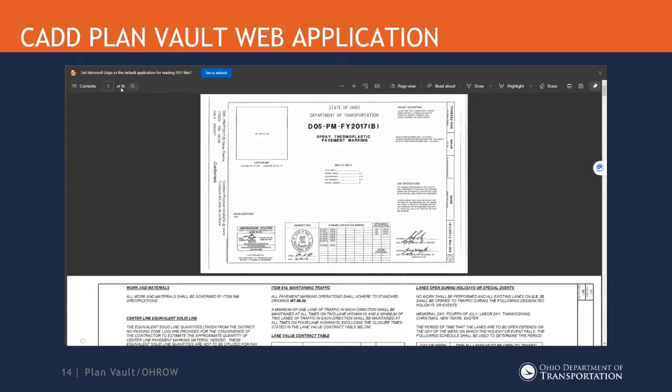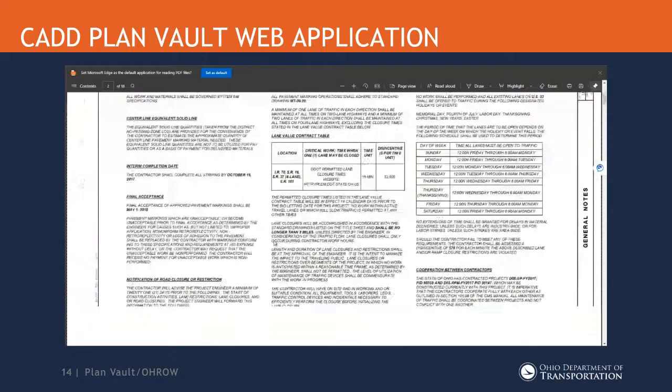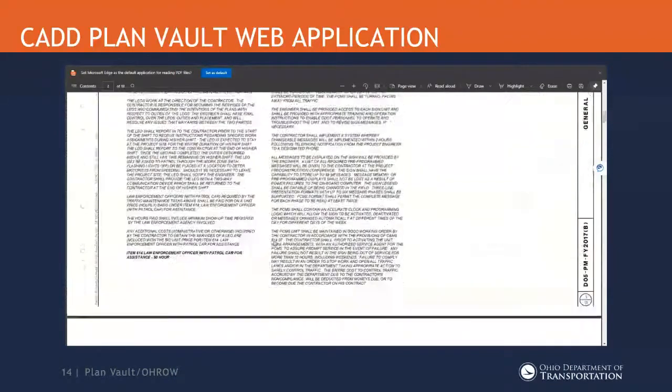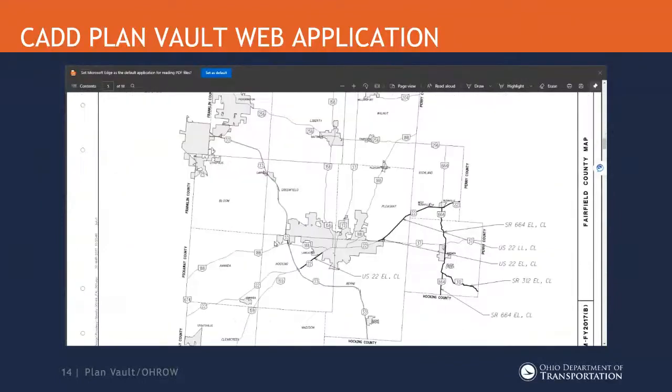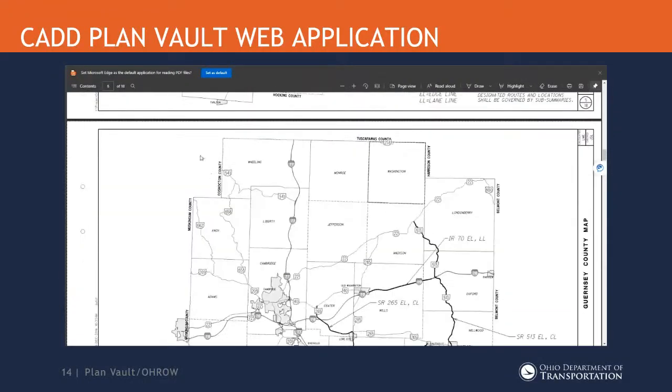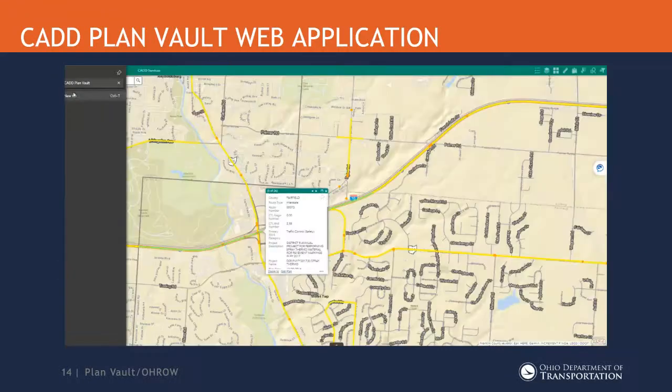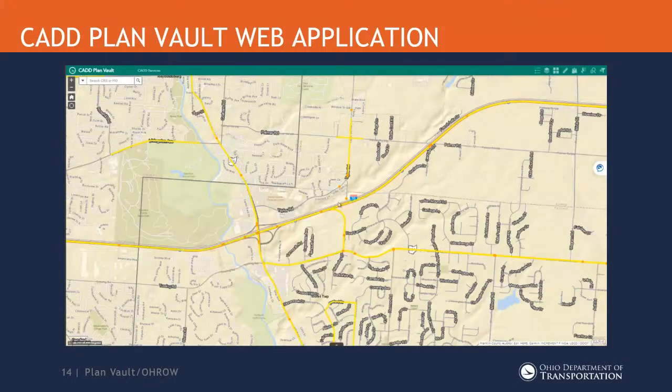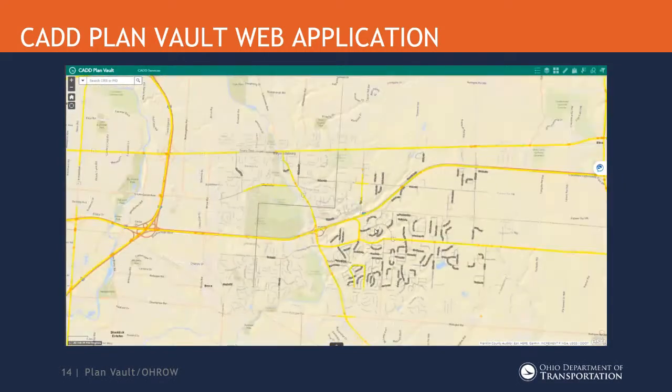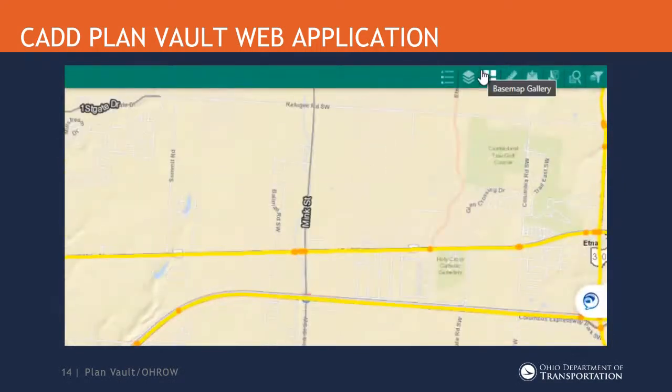So here we can see that we have one of 18 pages. This is the PID number that we're looking at, and you can scroll through the construction plan to view it. So that's one quick and easy way to do that. So we're going to close out of that, and I'm going to zoom out here, and I'm going to go over some of the other features that the Plan Vault has.